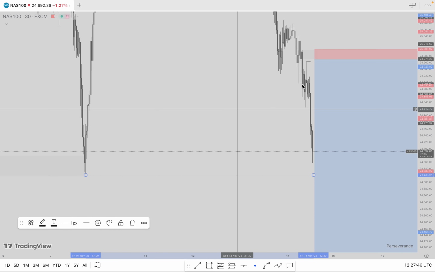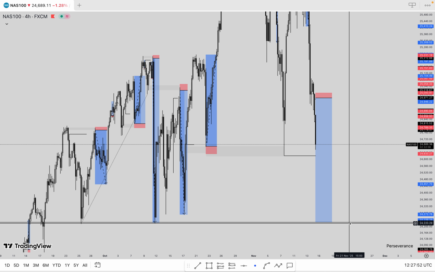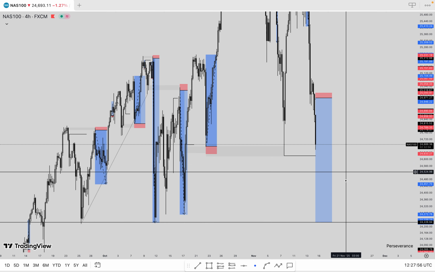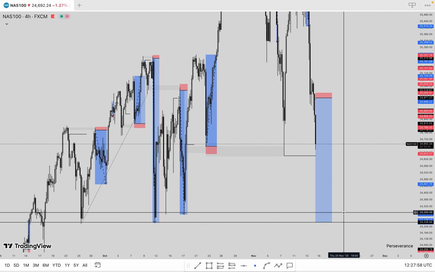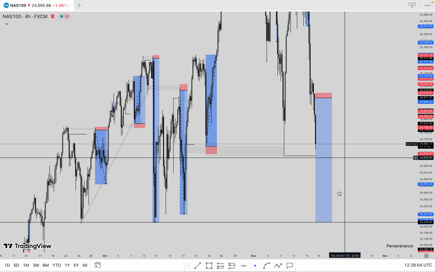Now my direction is for NASDAQ to actually come to this 4-hour support level. After this 4-hour support level, as soon as price gets here, I'm not going to buy directly from there. I'll go down to the lower time frame, look for my MSS, and then I start looking for buys to the upside.